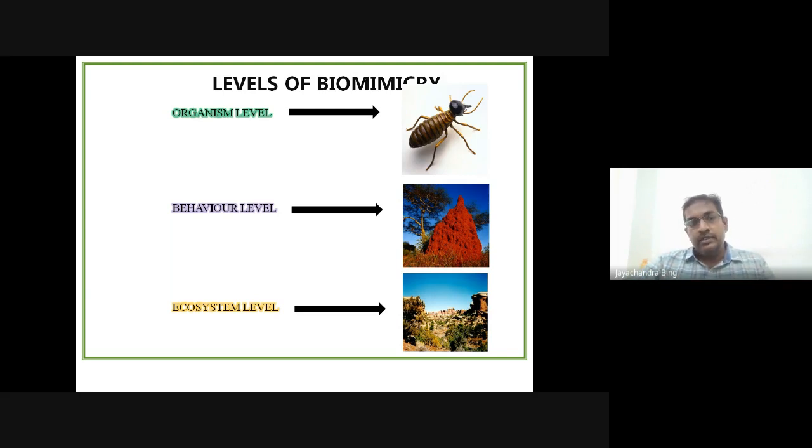The second part is behavioral level. So behavioral level means what do you think? Because there I have shown one thing. What do we call that? Ant hill, right? So I have shown the ant hill there, but I said behavioral level. What does it mean?